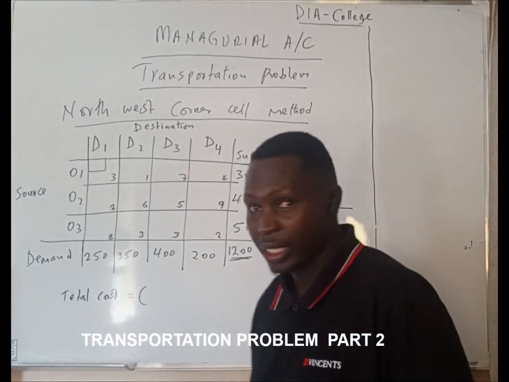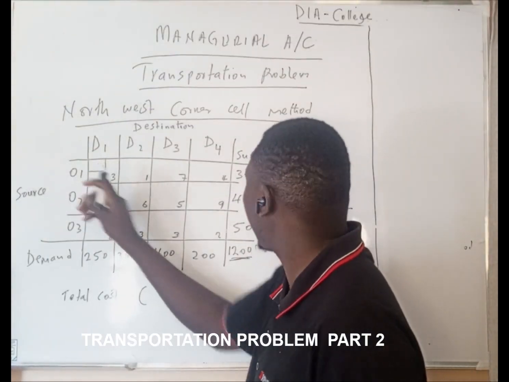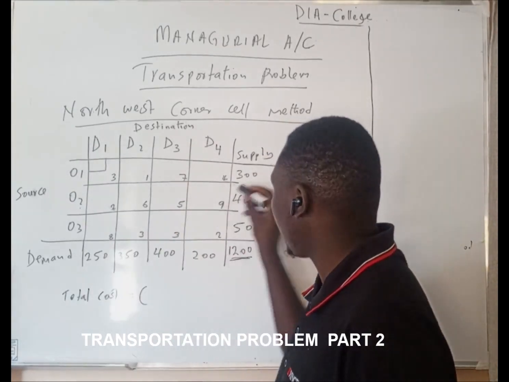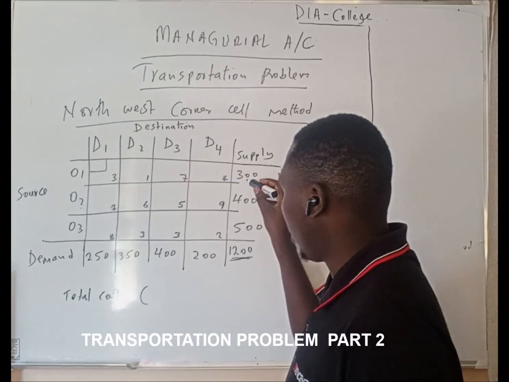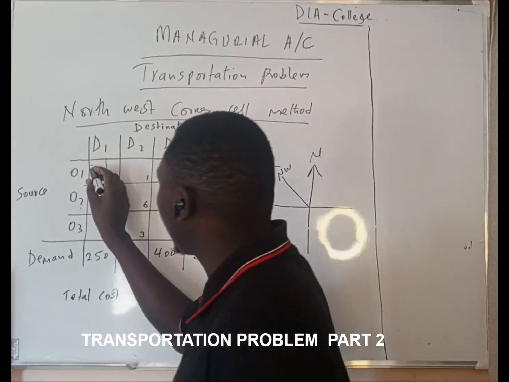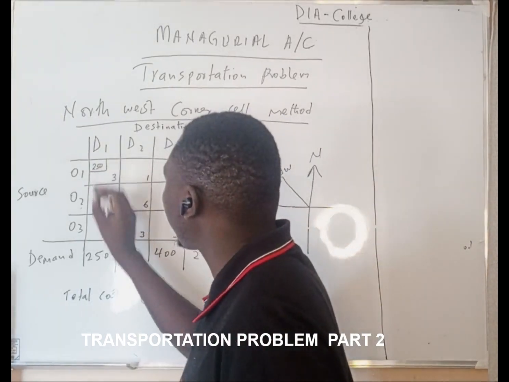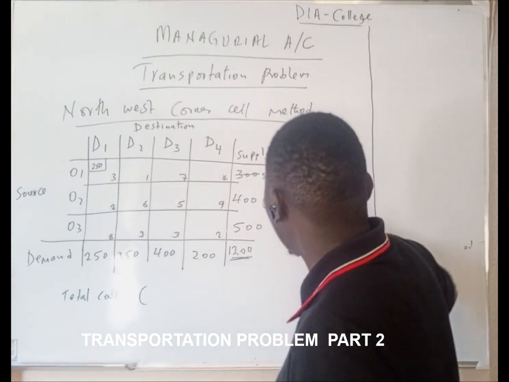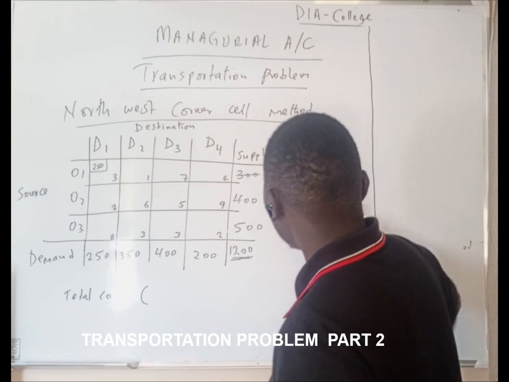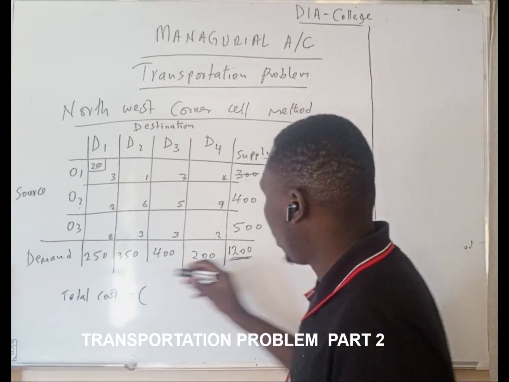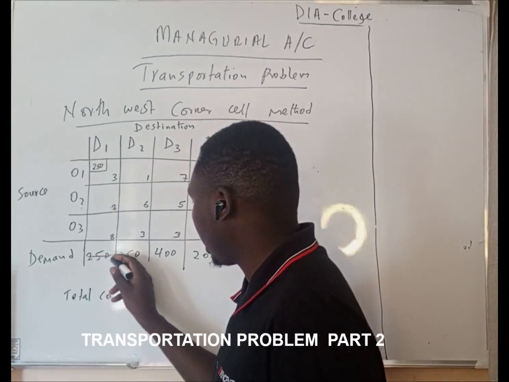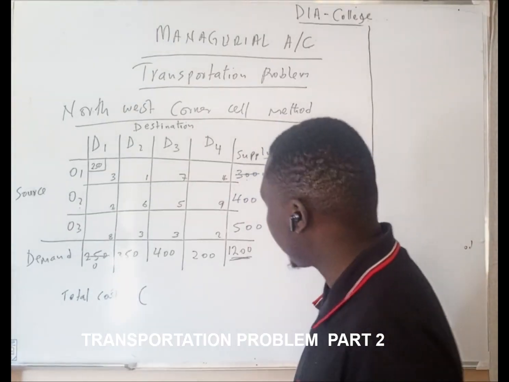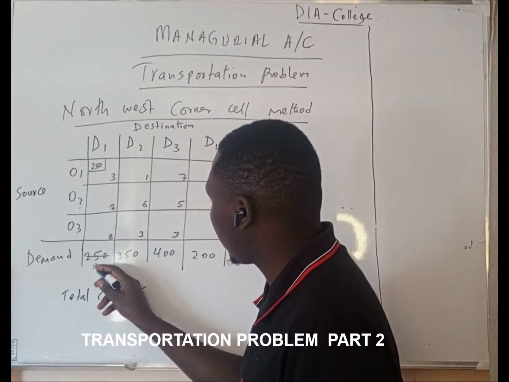Now we start allocating the first cell, which is in the northwest corner. The demand here is 250. The supply is 300. So I will allocate 250 here. Then you can see what remains here is 50, so I'll remain with 50. Now, on this cell, I have fully allocated what it required, what it needed. So we remain with demand of 0 here.